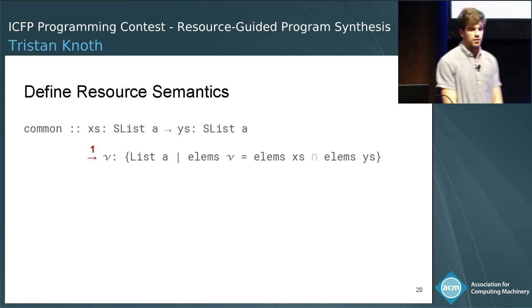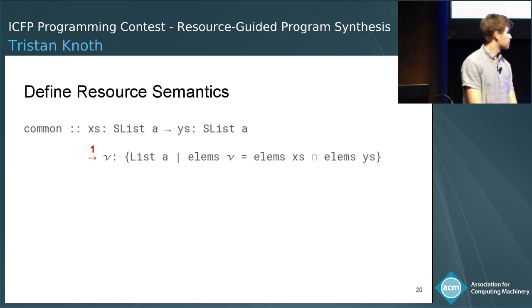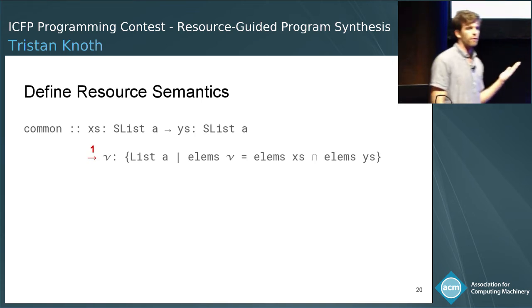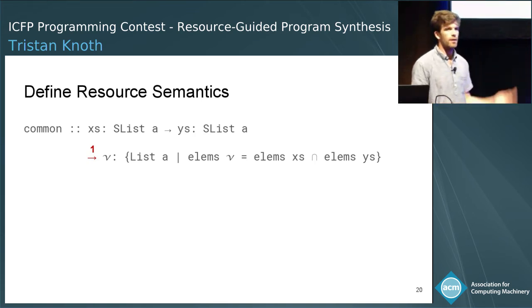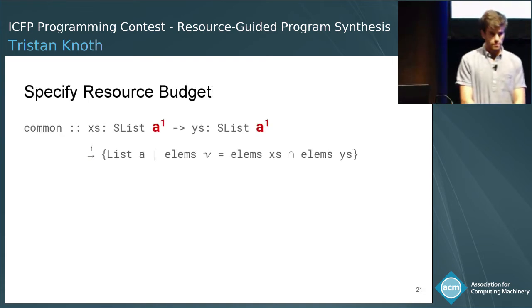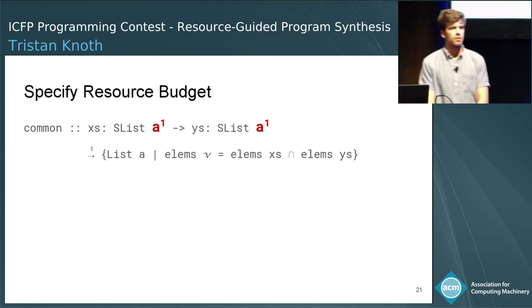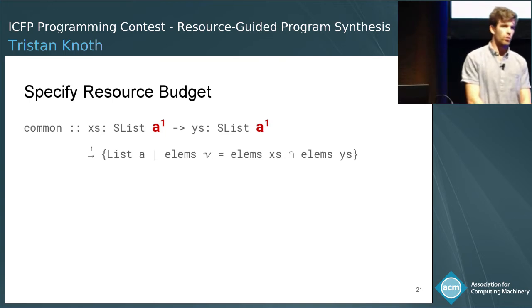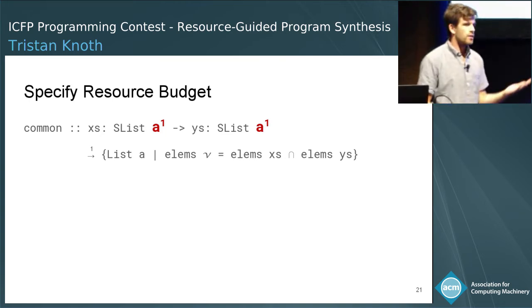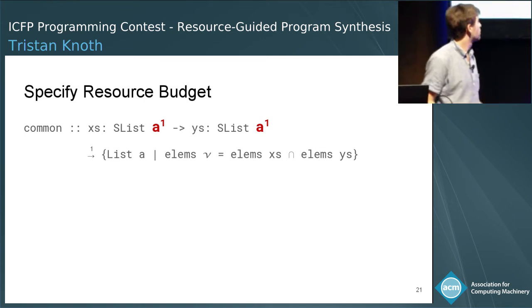First we need some kind of model of our resource semantics. Here we put a 1 on the function arrow on common to indicate that a recursive call to common incurs a single unit of cost. In general, the type system is parametric with respect to the resource in question. You can annotate different function signatures in order to count whatever resource you might be concerned with. But here we're just going to keep it simple and look at recursive function calls.